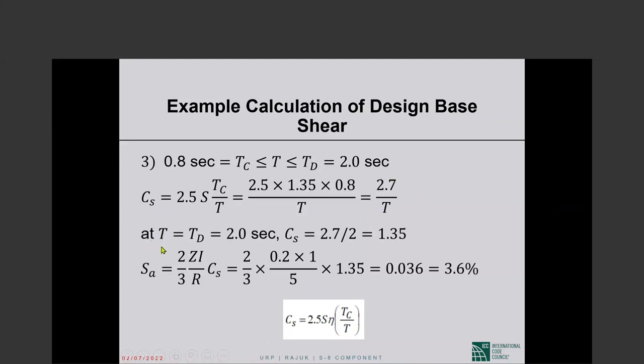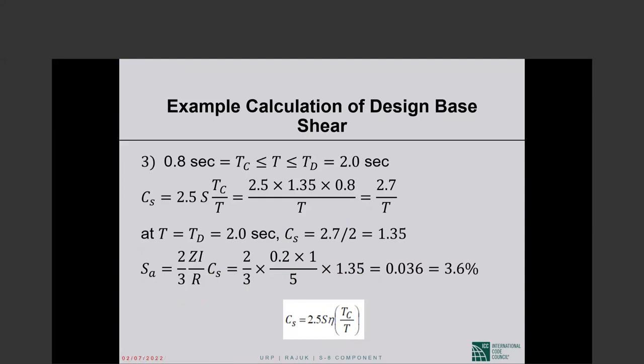So at T equal to T sub D equal to 2, that is at the end of the descending branch, C sub S would be 2.7 divided by the period of 2 seconds, that is 1.35. So S sub A would be 2/3 times 0.2 times I upon R of 5 times C sub S of 1.35. That comes to 3.6%, 0.036.